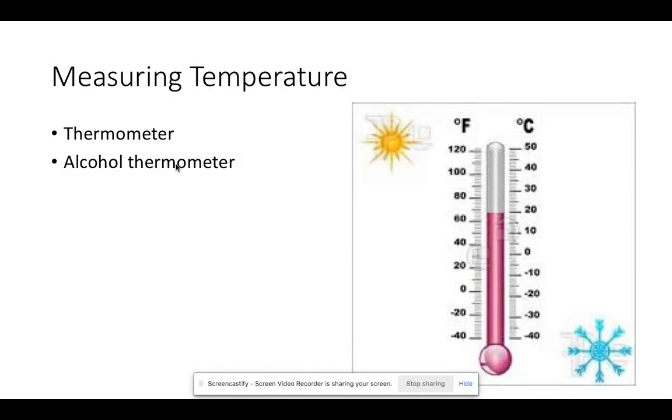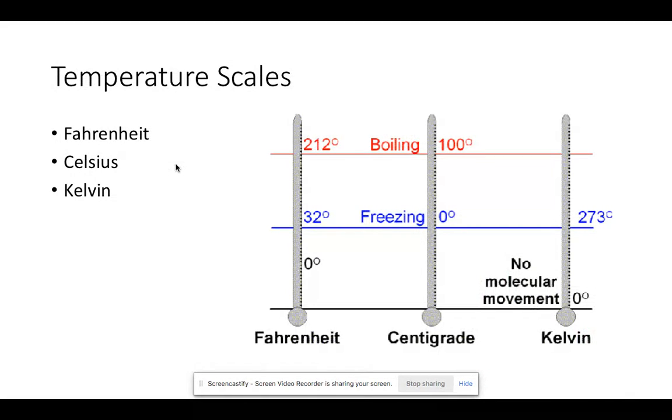We measure temperature with a thermometer, and our most common is an alcohol thermometer. And there are 3 temperature scales. We have Fahrenheit, which we use in the United States, Celsius, which everybody else uses and also scientists use, and Kelvin, which is also used by scientists. So if you look at this scale, Fahrenheit, our freezing is 32, Celsius, it is 0, and Kelvin, it is 273. In Fahrenheit, our water boils at 212, and at Celsius, our water boils at 100.